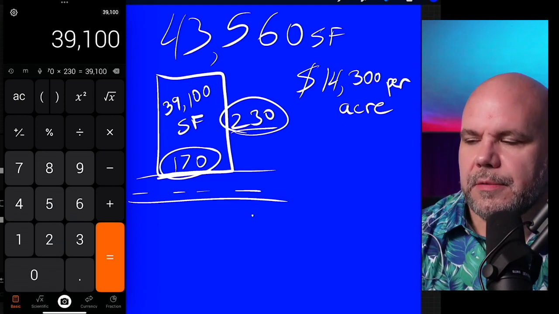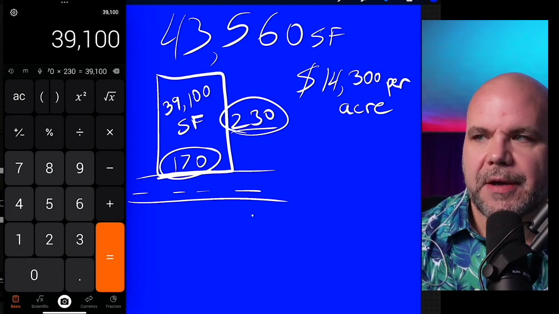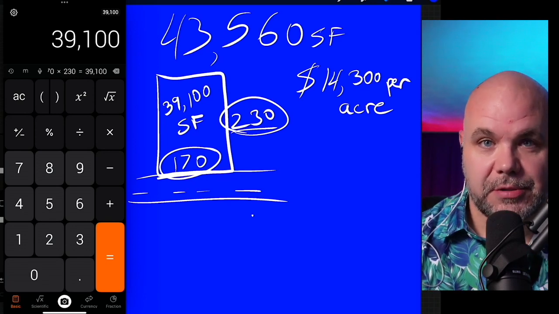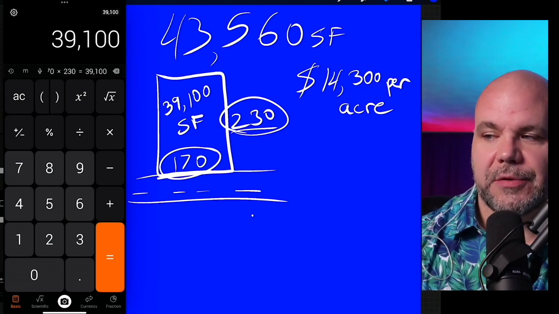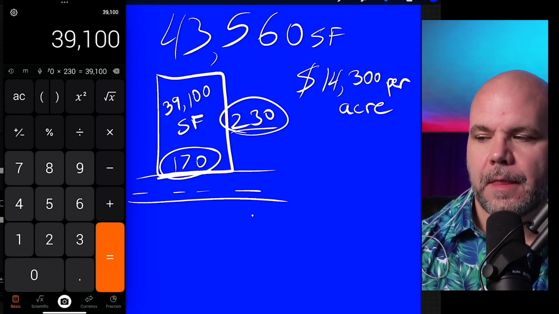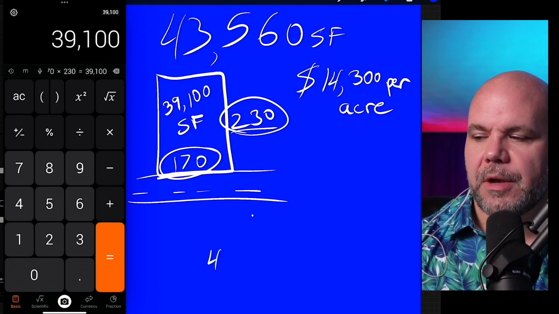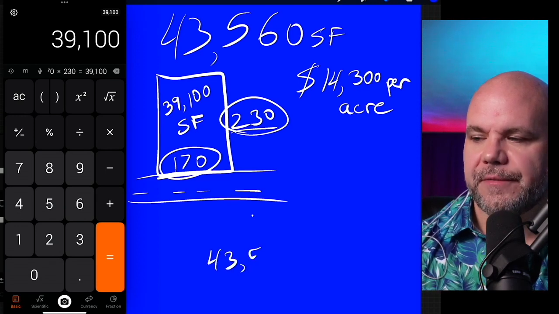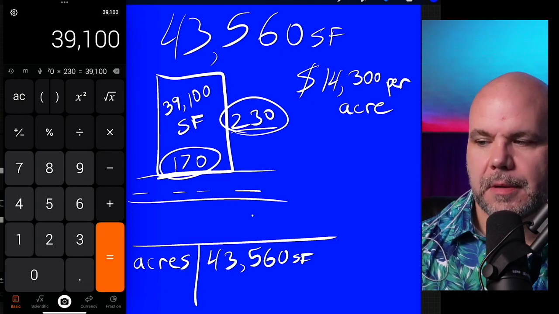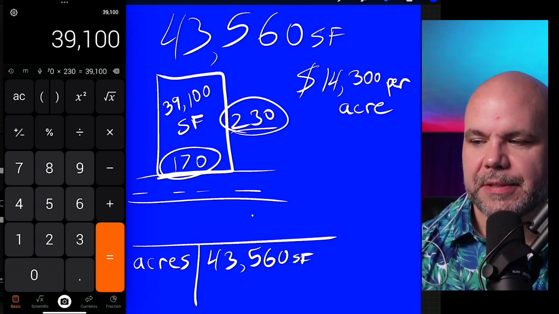But we did our research on the values, and what we discovered is that the valuations of similar lots are $14,300 per acre. It's not going to help us much if all we know is the square footage. So we need to convert this square footage of the lot into acres of the lot. We know that an acre has 43,560 square feet in it. The other thing on the bottom is the number of acres, and the thing on top is the square footage.